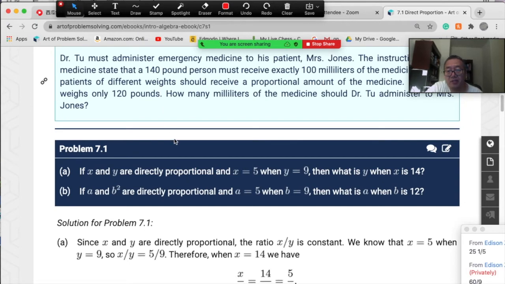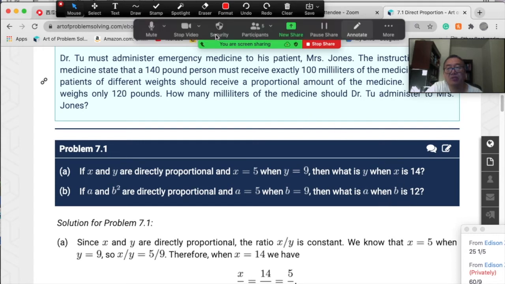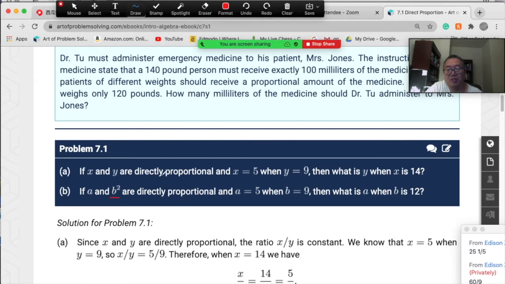Now let's see. Here a and b squared are directly proportional, and a equals 5 when b equals 9. Then what is a when b is 12? So then you need to be careful. This one is not b, it's b squared. So that means 5 over 9. This one's a over b.